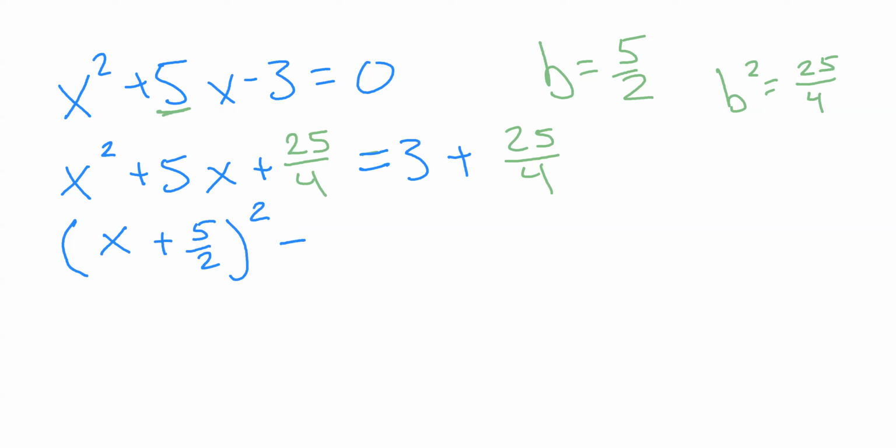Now on the right hand side, we've got this 3 plus 25 over 4. Let's see, what's the easiest way to write this? 3 is 12 over 4. So we can add that and we're going to have 37 over 4 over here. Okay, we just have some fractions. It's not a big deal. Now we can use our square root property, right? Because we've got a perfect square on the left and we've got just a number on the right. So let's take the square root of both sides.